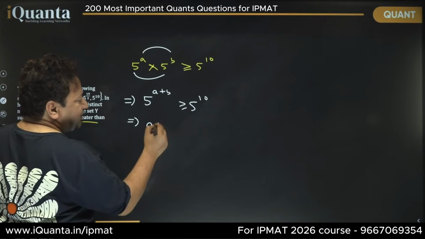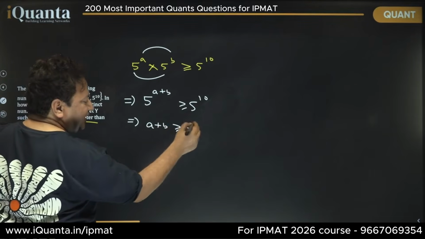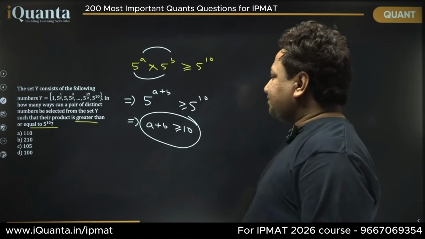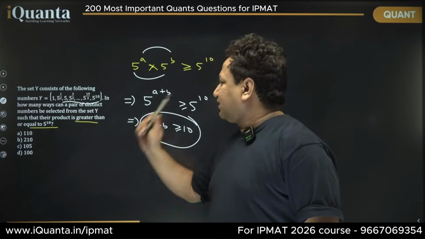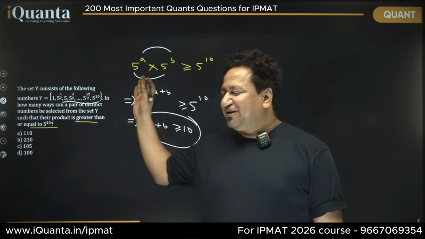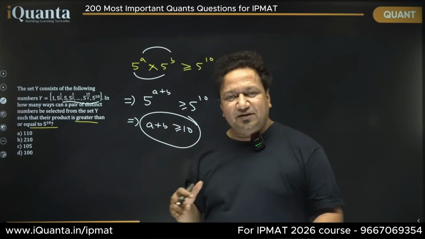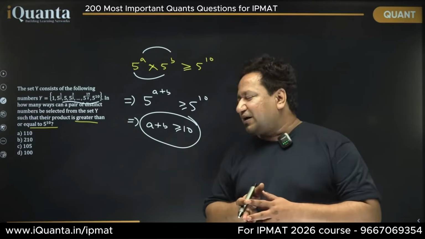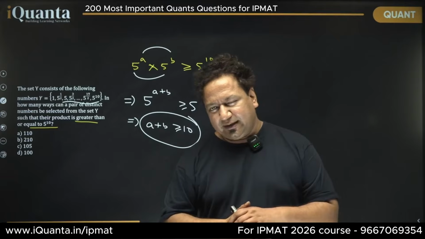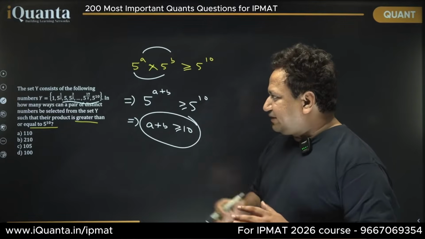So A plus B must be greater than or equal to 10, where A and B are randomly chosen powers of this set. How beautiful is it? So instead of multiplying these numbers which are at the base 5, we just add the powers and see if it exceeds 10. It will be easier, trust me.